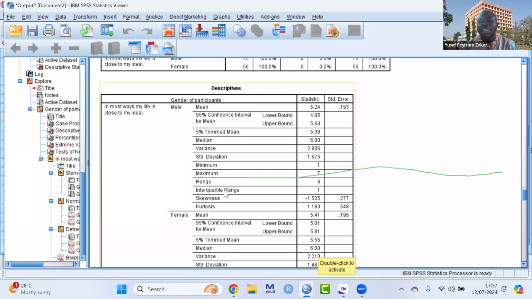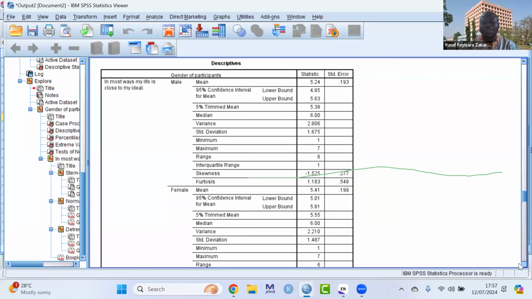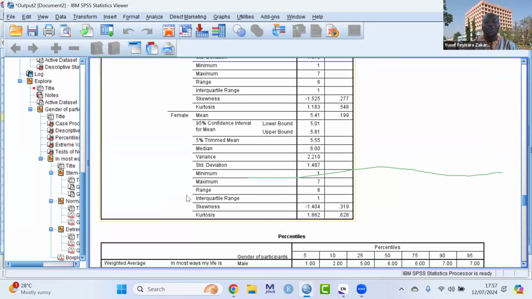Look at this one. Interquartile range. Maybe you have not been taught, so I should just be quiet about it. But you'll be taught very soon. Interquartile range. So we also have the interquartile range to be the same.